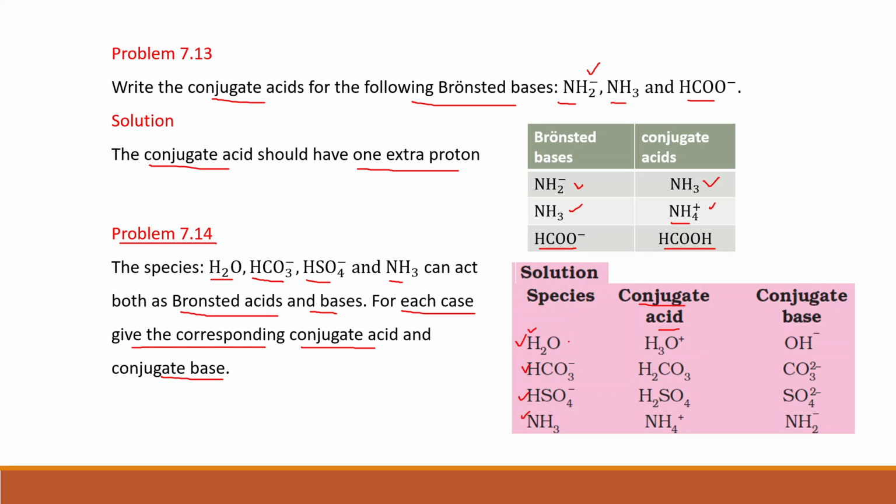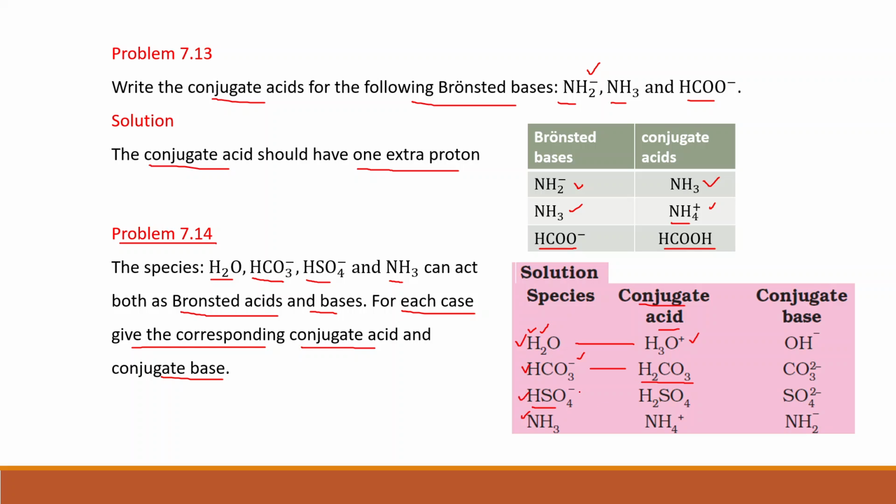So H2O accepts the proton and converts into H3O plus. HCO3 minus accepts the proton, converts into H2CO3. Be careful when you write the charge. This is neutral. When proton is added, this will convert into positively charged H3O plus. This already has one negative charge. When proton is added, we will get the neutral species H2CO3.